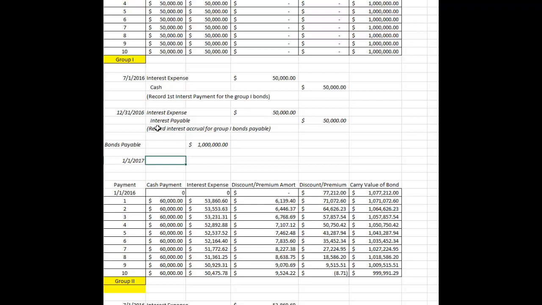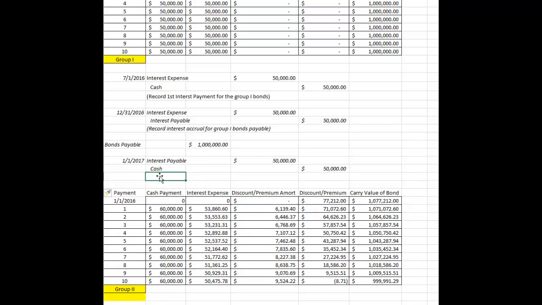That'd be bad, right? Your income statement then would have too much interest expense, and so profit would of course be understated. So instead, we are going to pay off this interest payable amount, right? We told you we would pay you, and we've already recorded the interest expense, so we're going to relieve this interest payable by paying cash. That's it, right? So all we're doing is making good on our promise, and so we're going to make the second interest payment on the Group 1 bonds.